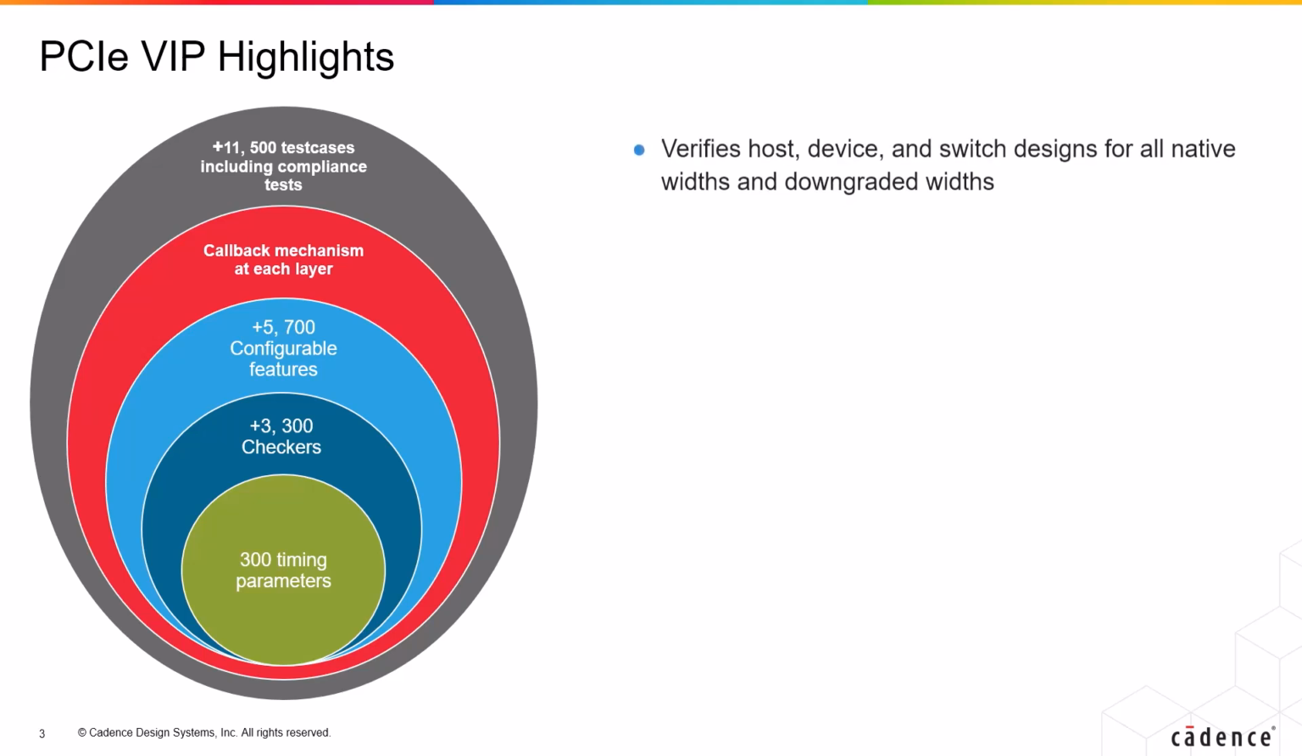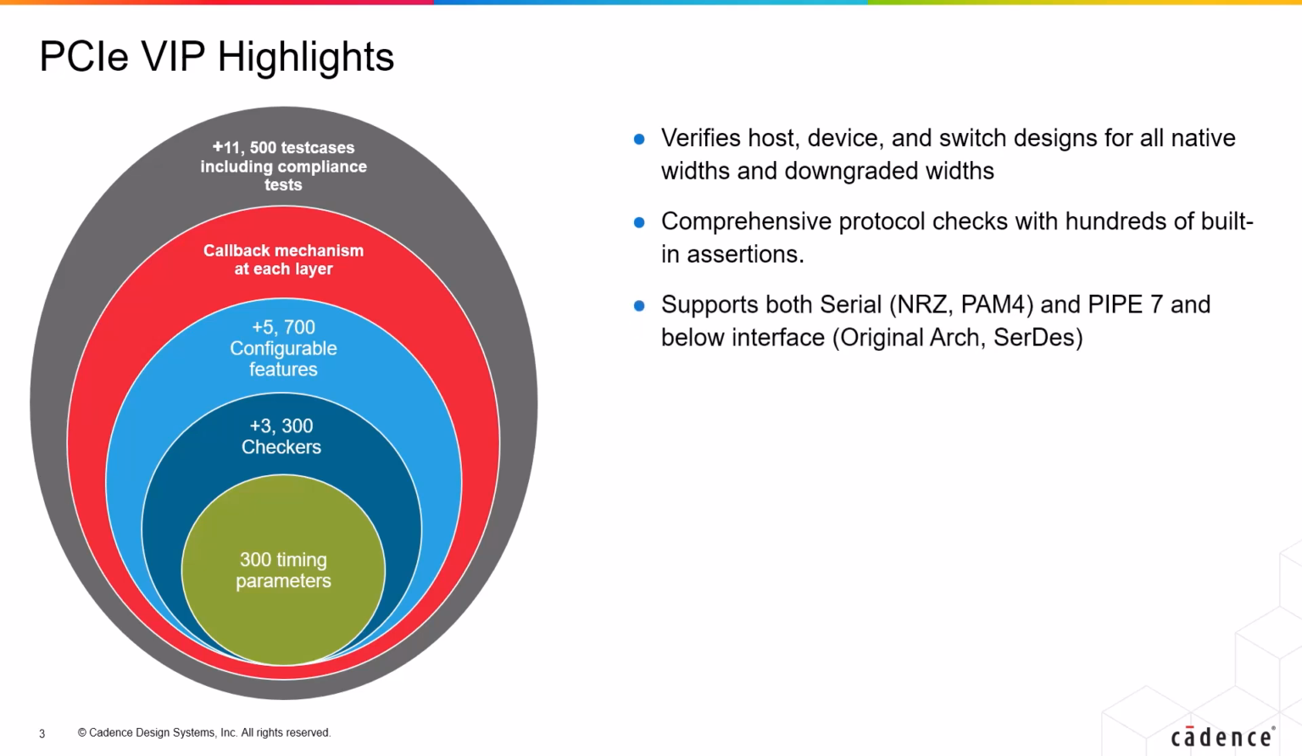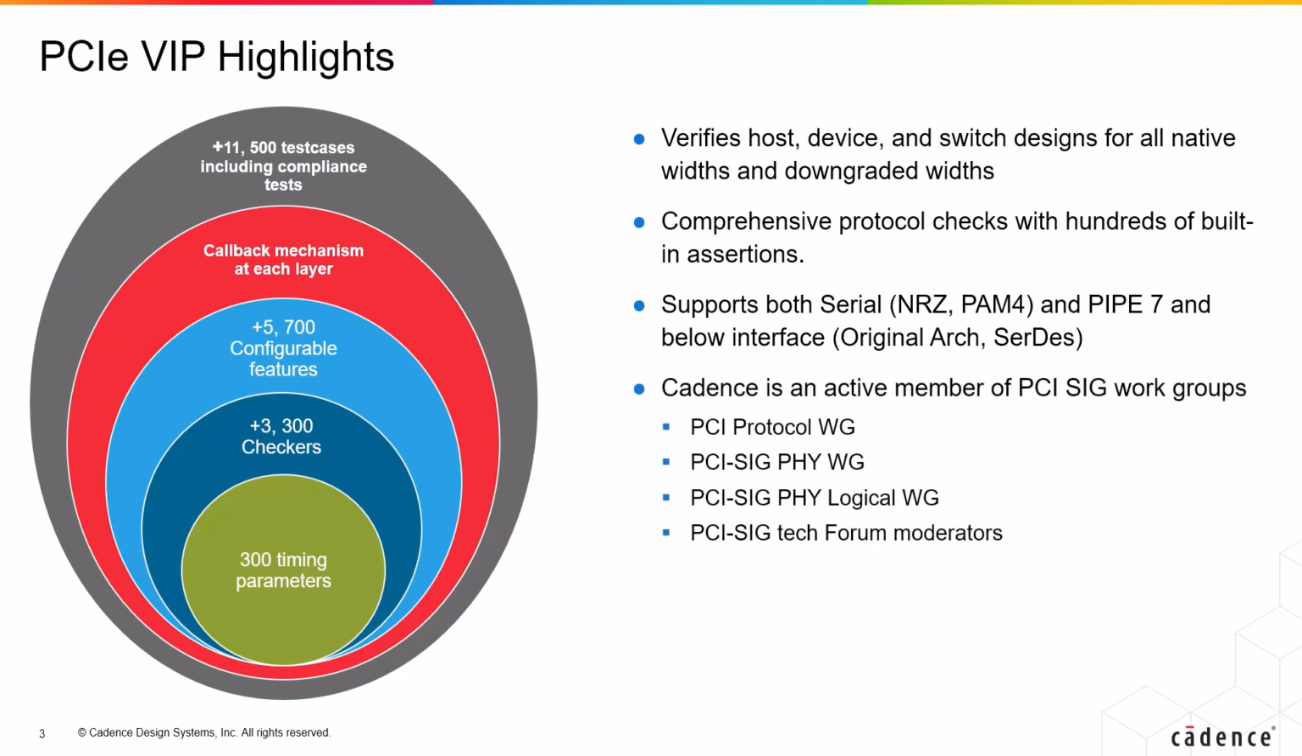Cadence PCIe VIP verifies the host, device, and switch designs for all native widths and downgraded widths as well. Comprehensive protocol checks are integrated with hundreds of built-in checkers or assertions. It supports both serial and PIPE 7 interface. The serial interface supports both NRZ and PAM4 based on the PCIe version. PIPE variant also supports both original and SerDes architectures. Cadence is an active member of PCI-SIG workgroups. The slide mentions the workgroups' names.